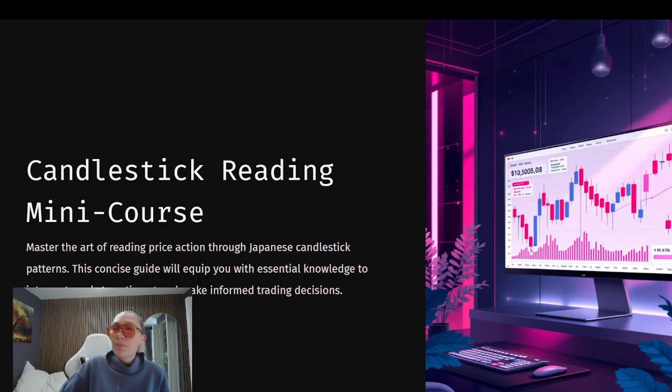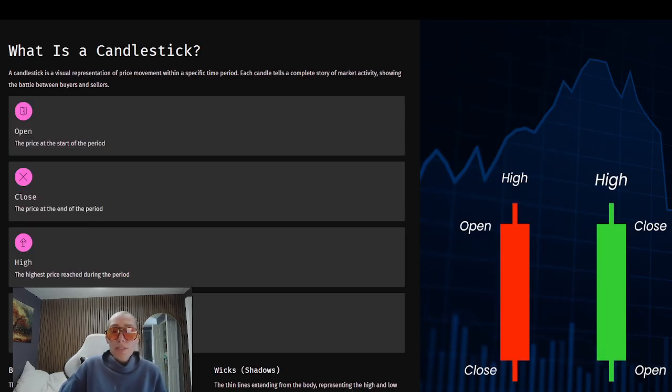So the first thing that you need to know is that a candlestick represents the time period that you are looking at. So let's say you're looking at the 1 minute candle. One candlestick is going to represent 1 minute. If you're looking at the 1 day candle, one candlestick is going to represent 1 day.